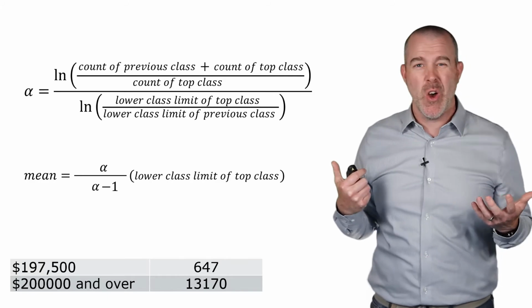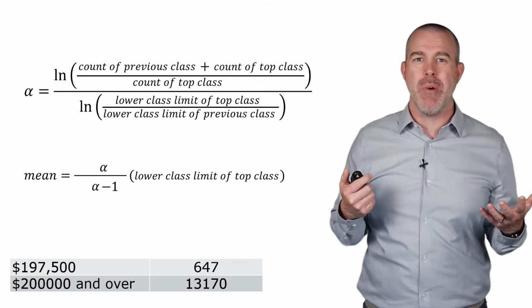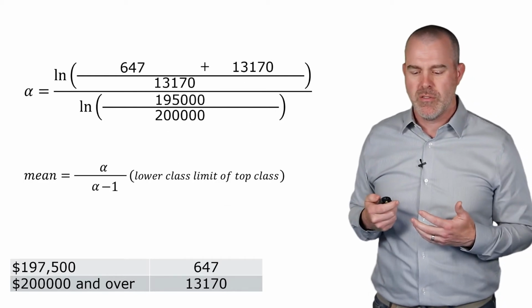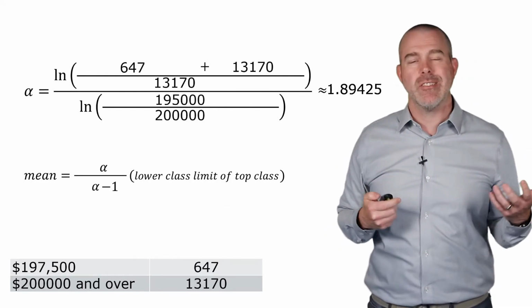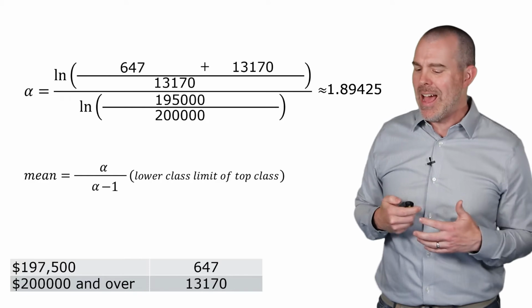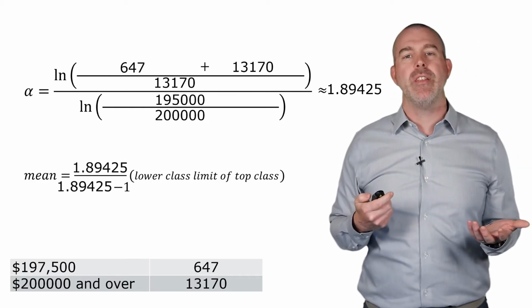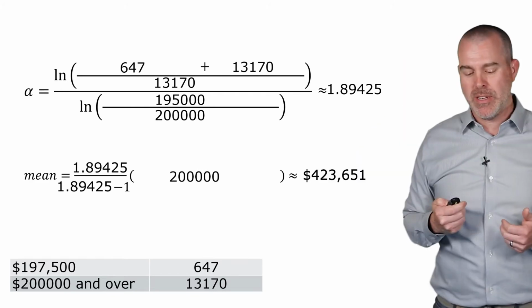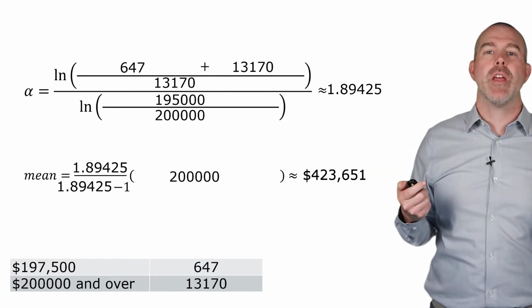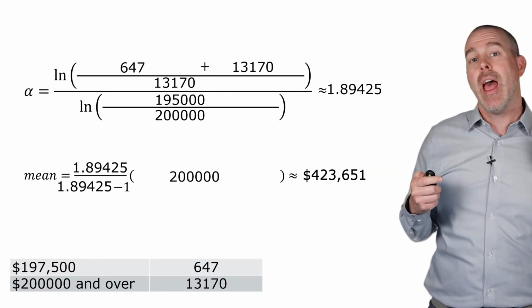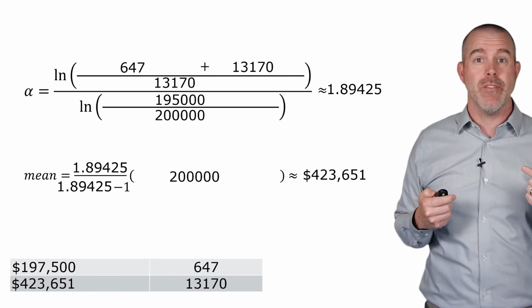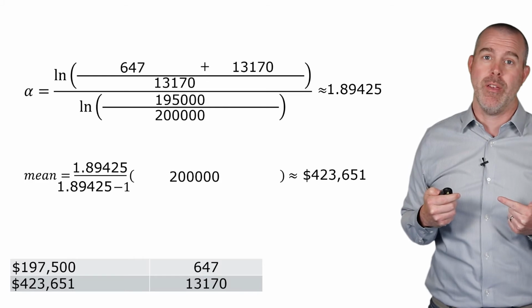So if you want to make a note of this for that odd example that you might need sometime in the future, but we're just going to fill all those in, calculate that. So the index is about 1.89. Put that in for the alpha in the formula, calculate that. Oh, we need that lower class limit, 200,000, and so we get 423,651. That's what we're going to use then in that bottom cell as the mean for that particular category.